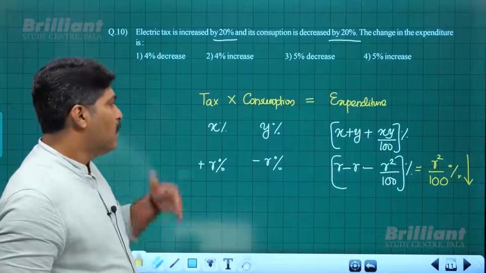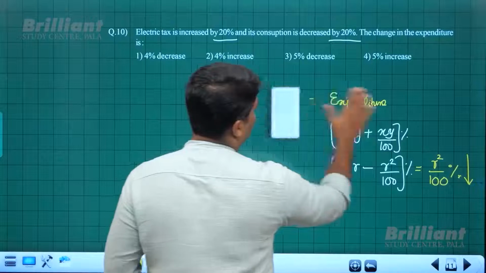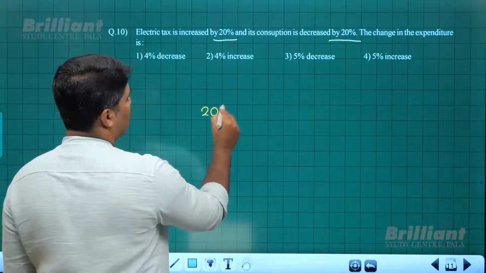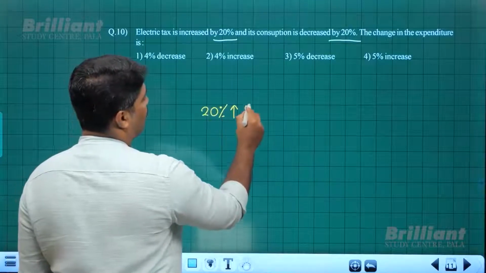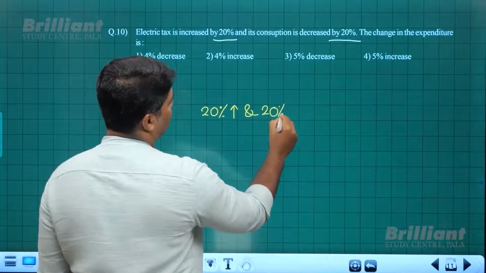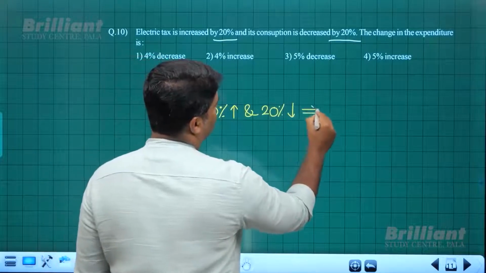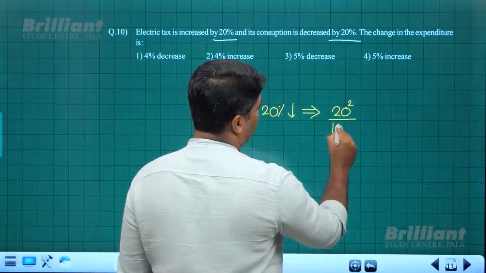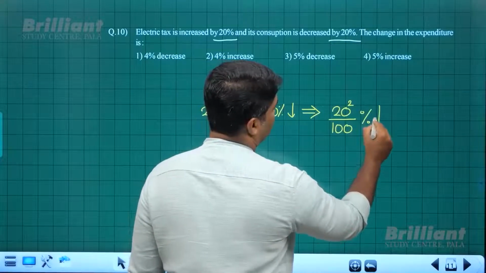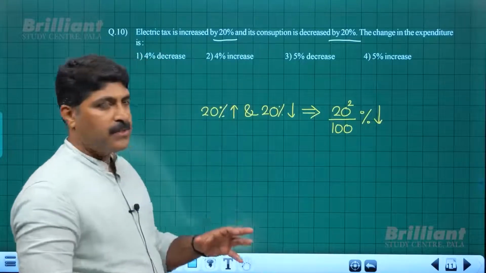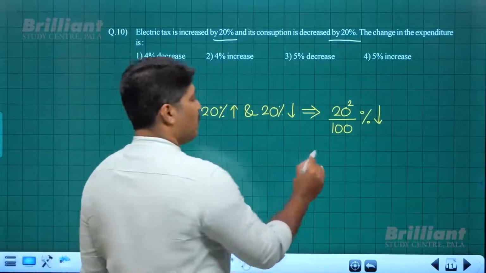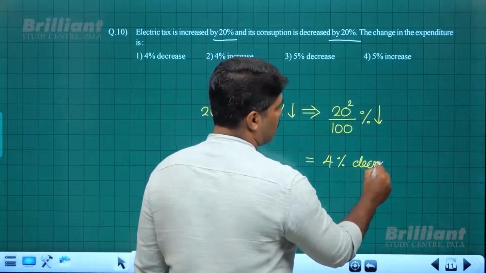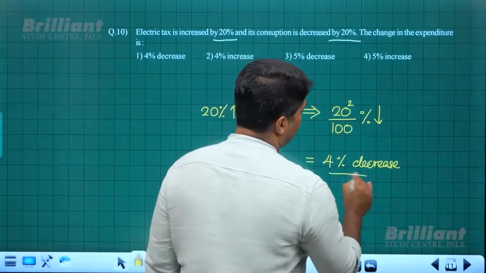So that's the result. When we are considering such a situation, here 20% increase and 20% decrease, 20% increase followed by 20% decrease, the net variation is 20 square by 100% decrease. So what is 20 square? 20 square is equal to 400 by 100. So that is a 4% decrease. So it's a very important result.